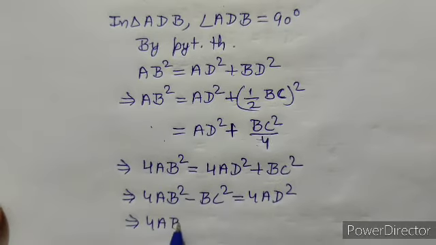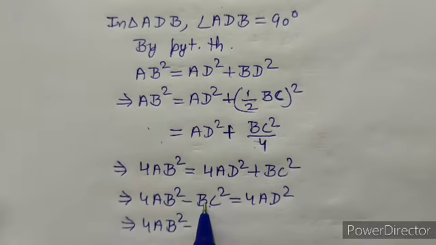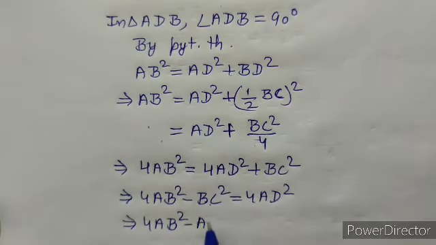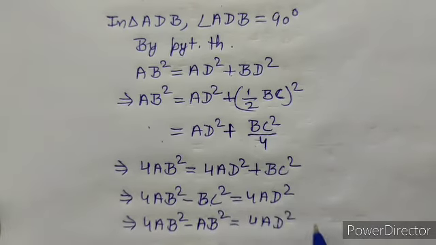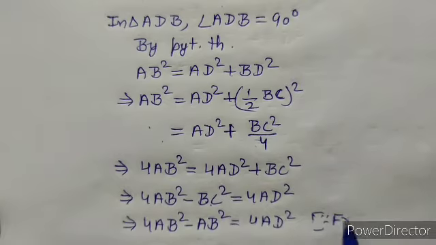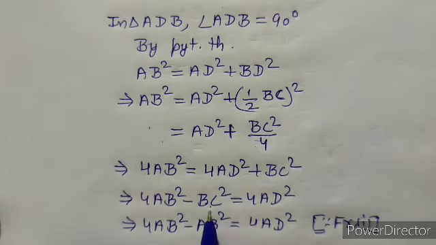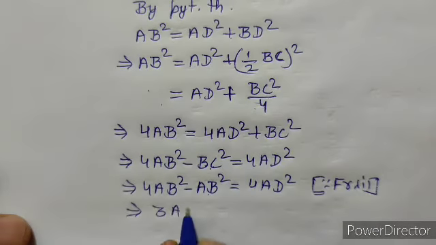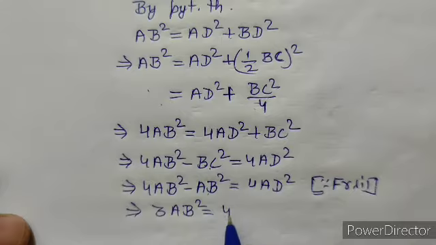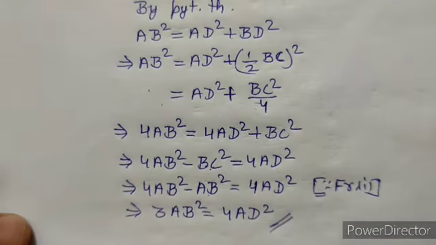4AB square minus BC square. As AB and BC are the sides of an equilateral triangle, BC can be written in terms of AB. In the first equation we have taken AB equal to BC equal to AC. So from the first we can write BC as AB, and this will give us 3AB square equal to 4AD square, which we had to prove.